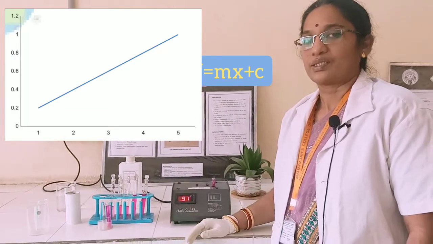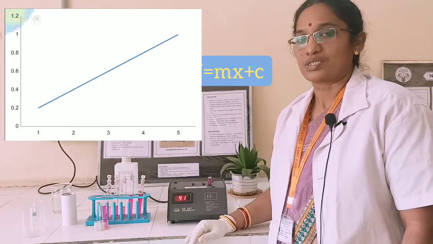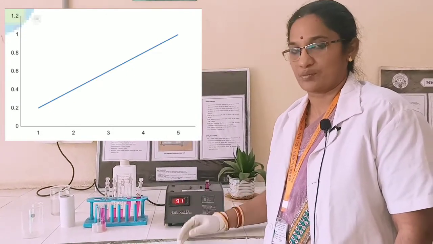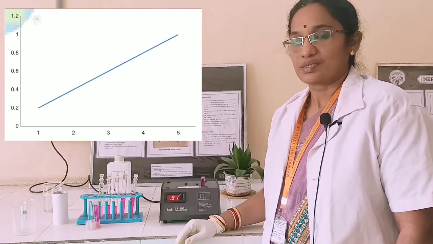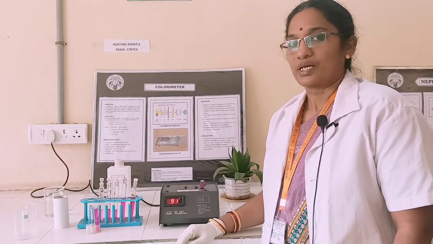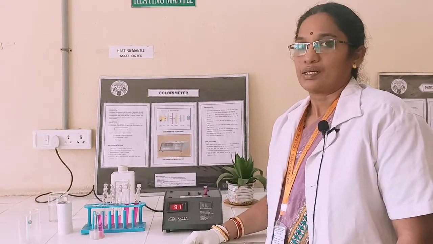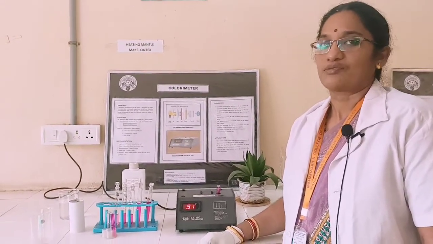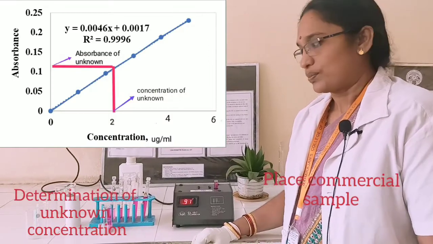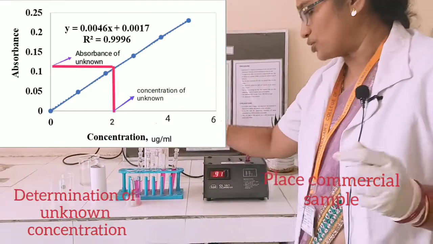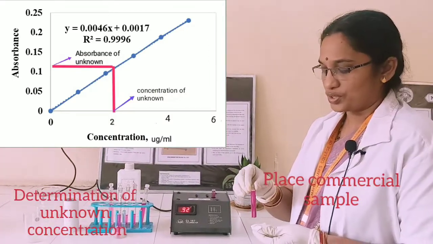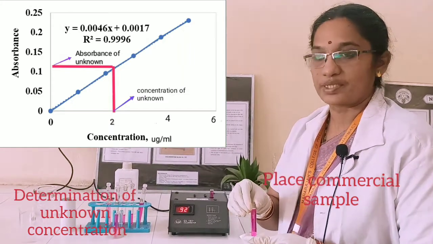So this particular method can be used to analyze the unknown sample of sulfonamide or commercial sample of sulfonamide. This is the step 2. So now we are coming to the step 3. Step 3 is we have to take an unknown solution or a commercial formulation solution. So now I am placing the commercial formulation solution. This is the solution that is prepared from the commercial sulfonamide suspension.